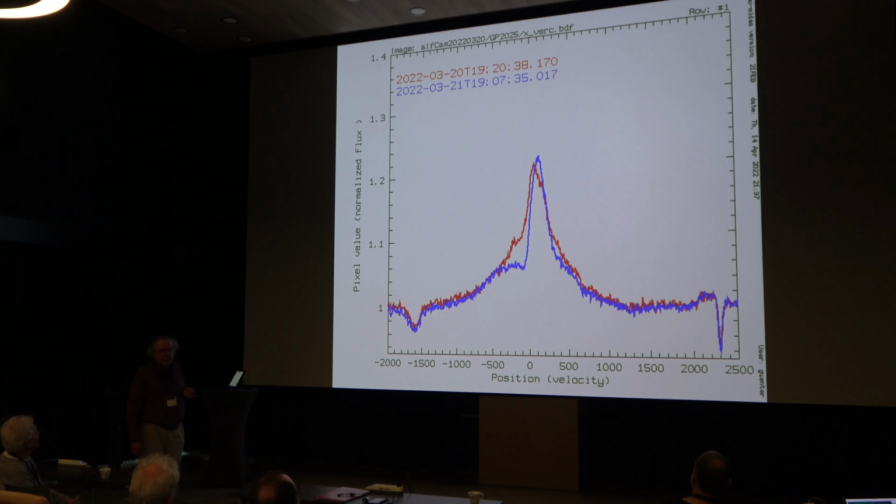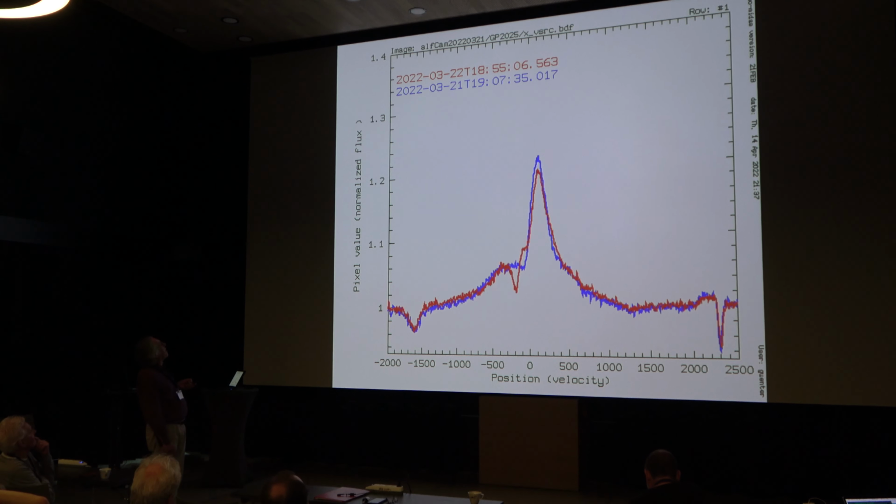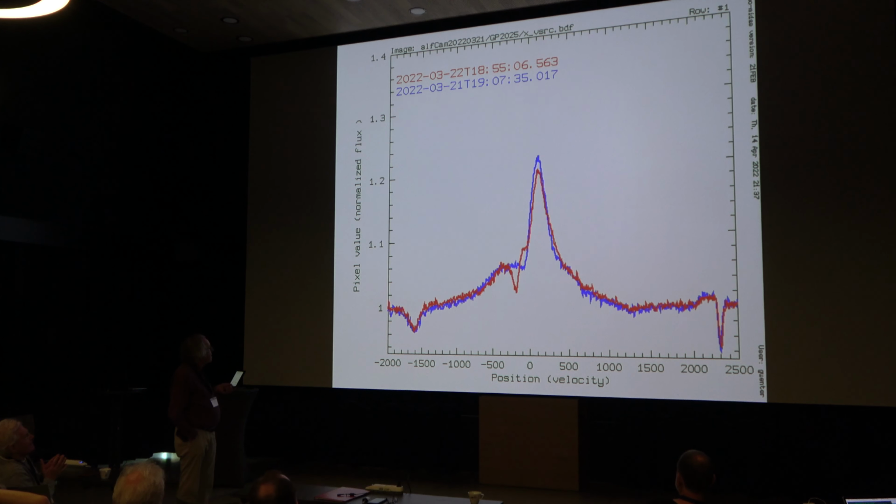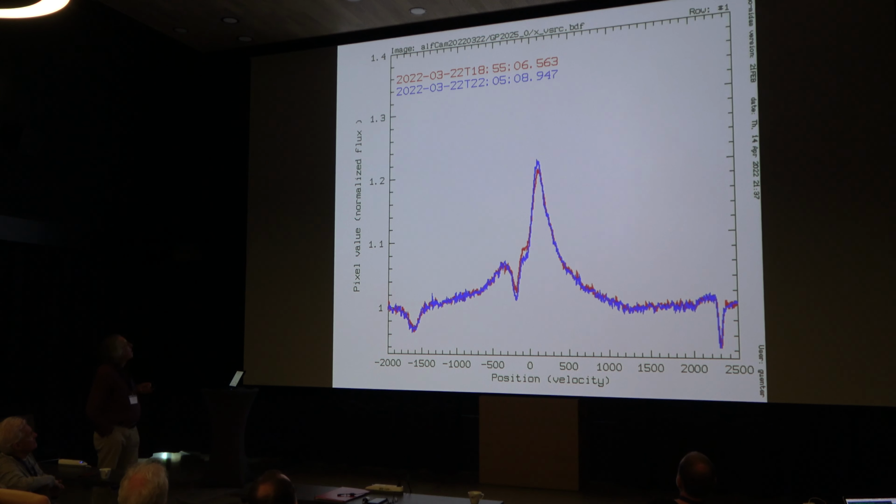One day later, the absorption comes back. Well, the absorption is still there. You see this little dip, and you have just a broader emission which fills it up. It's only on the left side. The velocity is negative. That's okay.